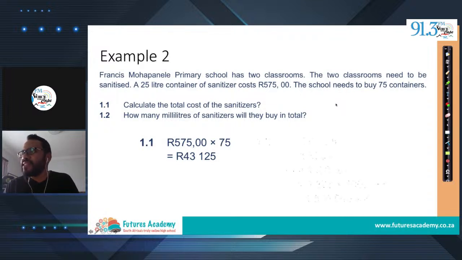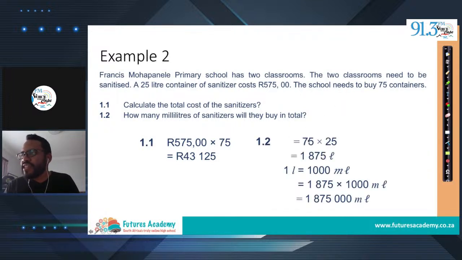So let's see. One solution is to take 75 times 25, and 75 times 25 is 1,875 liters. Okay? I'm just verifying all the calculations, and that one is correct. And as you know, 1 liter is equal to 1,000 milliliters.